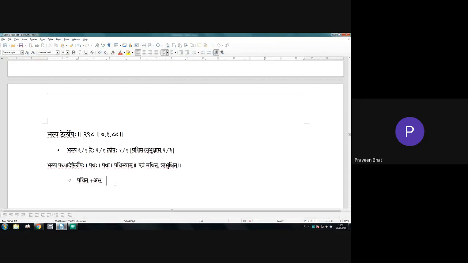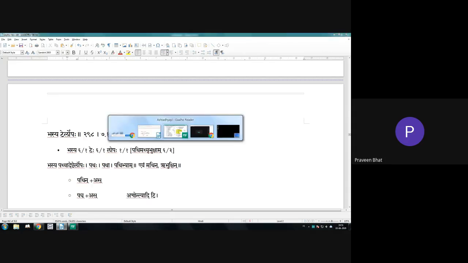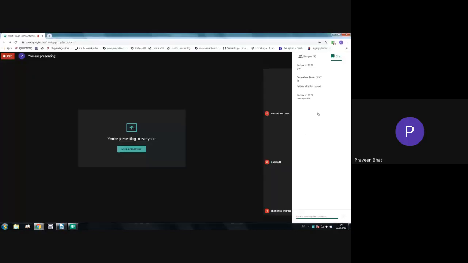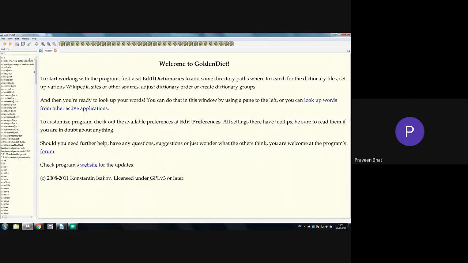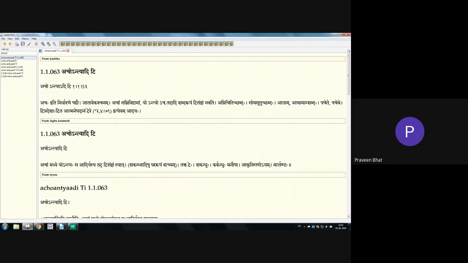So here Pathin plus us. What is T in Pathin now? In. So in will have lopa. So we will get Path plus us. By what? Achontyadi T. I don't know which gender it is in. Achontyadi T. Let me check in the dictionary, to be sure that it is Napumsakalinga. Achontyadi T.